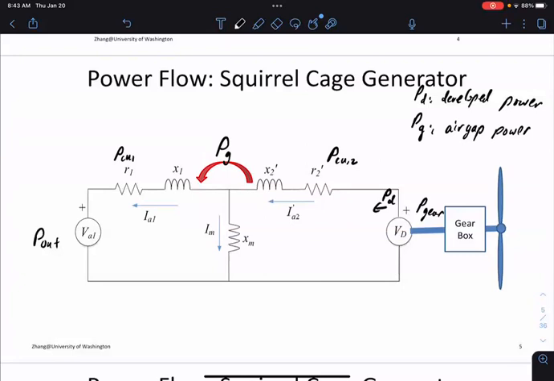Out of these two copper losses, which is bigger? Is PCU1 bigger or PCU2 bigger? I think PCU2 is bigger because the voltage is lower, which means the current will be higher in this area. So PCU2 is bigger, that's correct. But do you necessarily want to make PCU2 small? If you could make it small, would you want to?